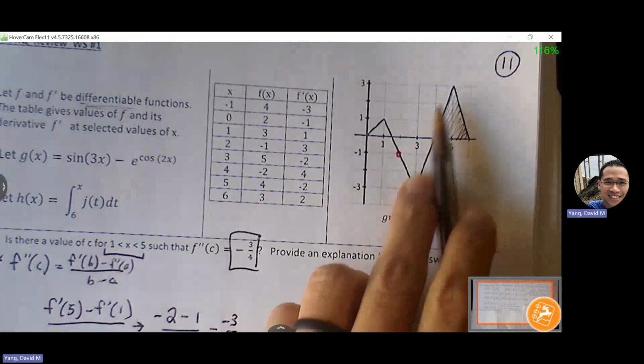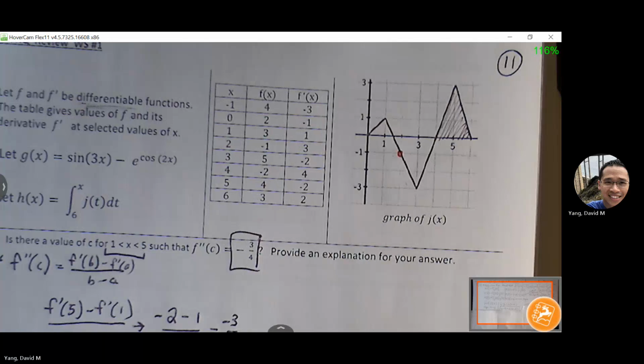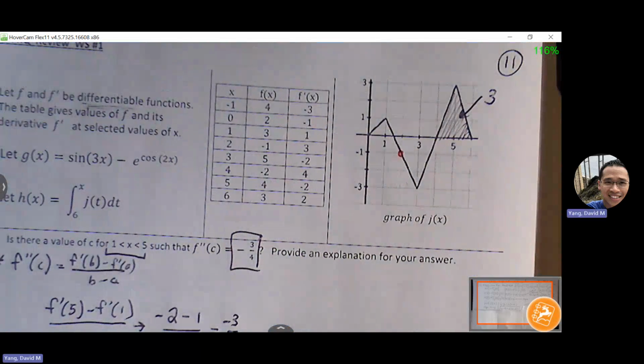So 4 to 6, what's the area here? Yeah, so this is 3, 1/2 base times height.